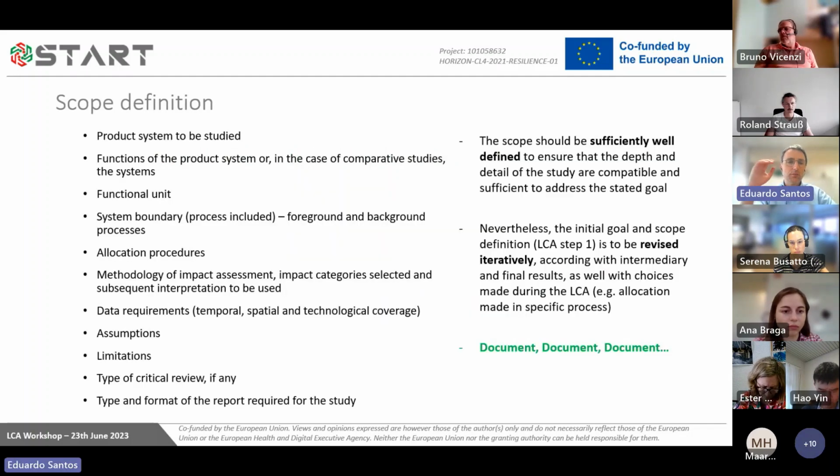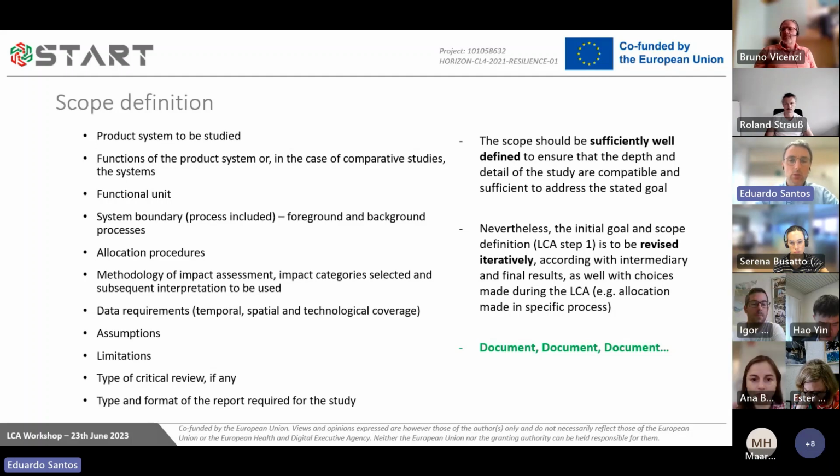So for the scope definition, this slide has a lot of text, so I will not bother you with all of this. I'll just say that the most important part for the scope definition is that we include all of the operations and processes that are necessary or relevant to the impacts, to the results that we will be trying to measure. But at the same time, we have to balance this with the amount of work and the availability of data that will be required whenever we include a given process or a given operation. So it has to be a balance.